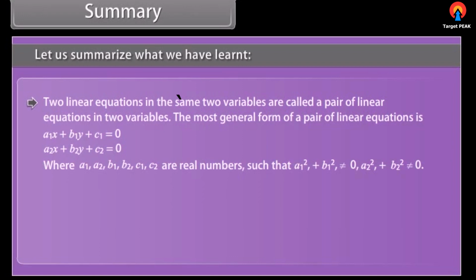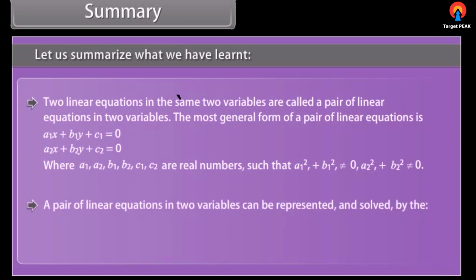a2x + b2y + c2 = 0, where a1, a2, b1, b2, c1, c2 are real numbers such that a1² + b1² ≠ 0 and a2² + b2² ≠ 0. A pair of linear equations in two variables can be represented and solved by the 1. Graphical method and 2. Algebraic method.